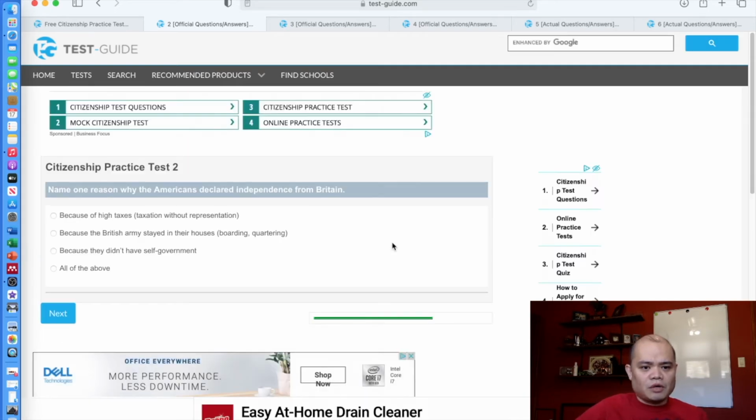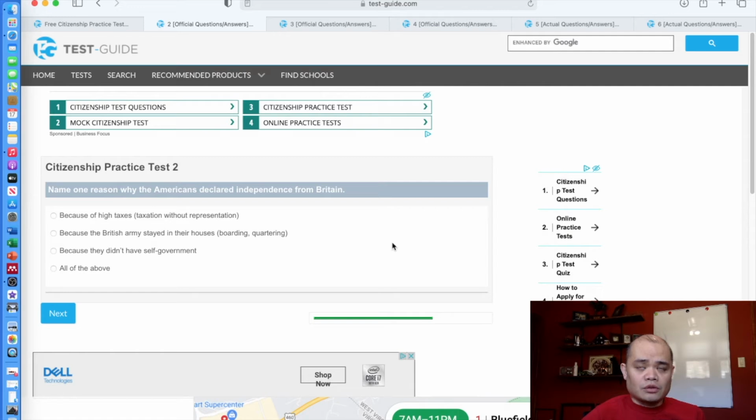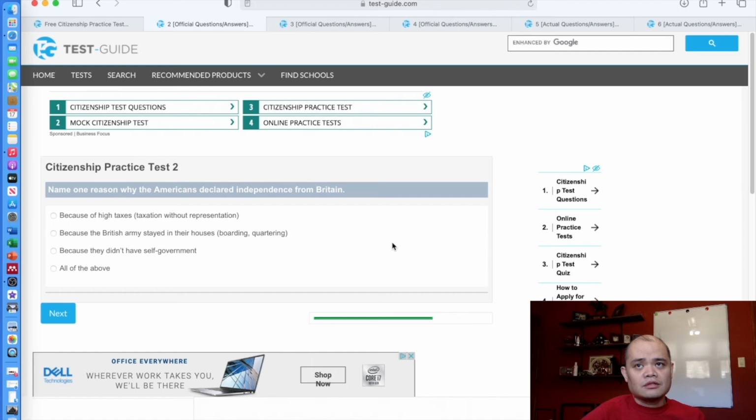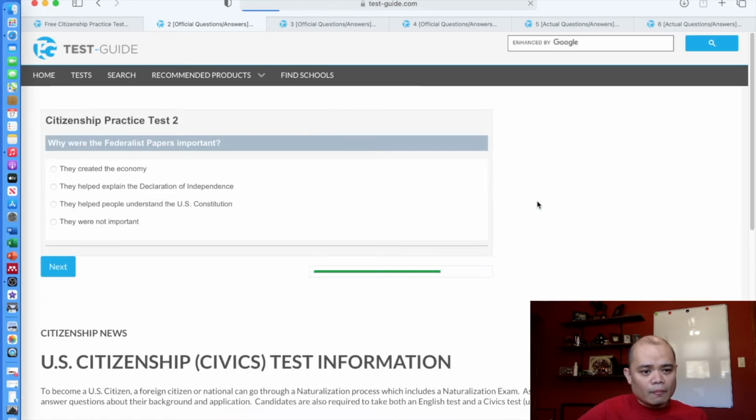Name one reason why the Americans declared independence from Britain. Because it's taxation without representation. And then, of course, these British soldiers are using American houses as barracks or quarters. And they want a self-government. So let's see. High taxes, yes. British Army stayed in their houses, yes. Didn't have self-government, so it would be all of the above.